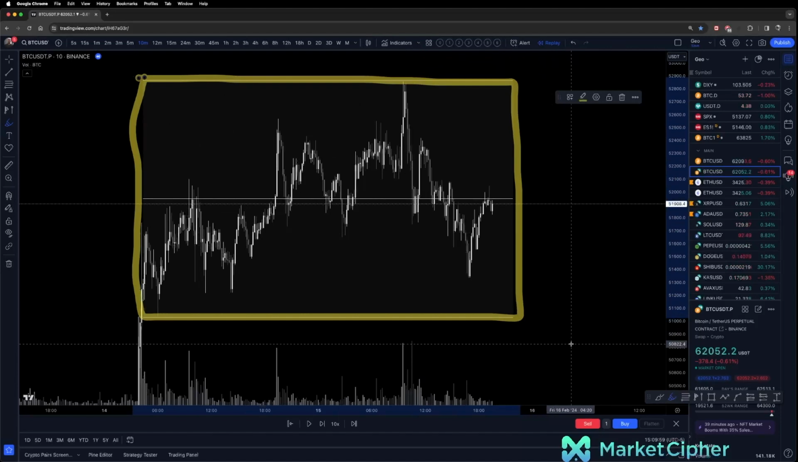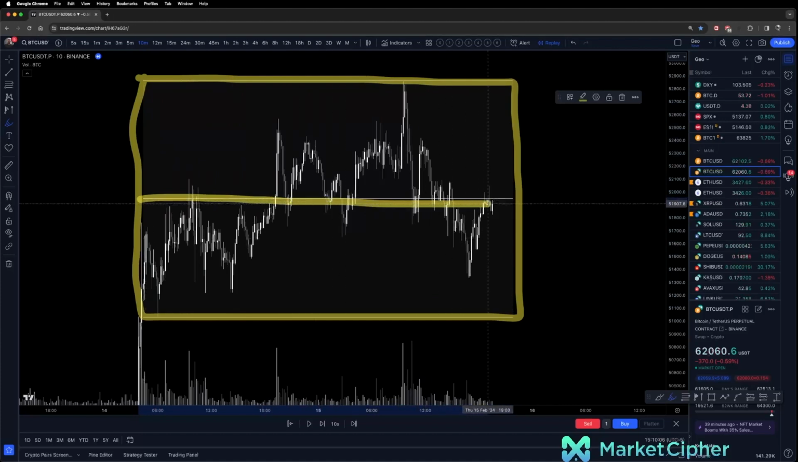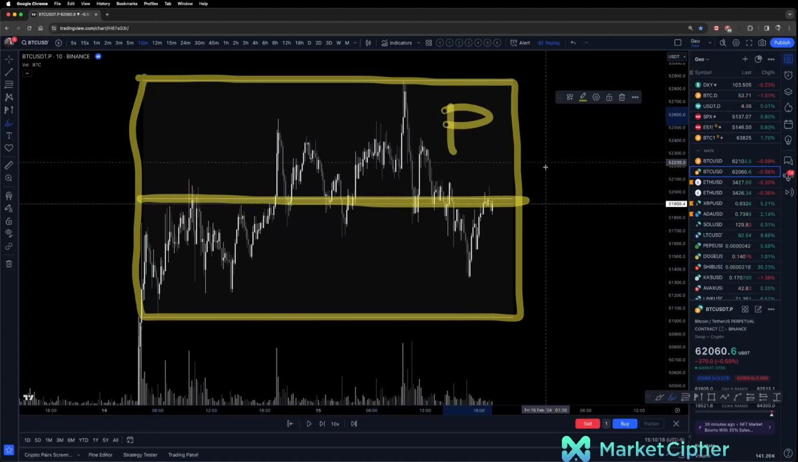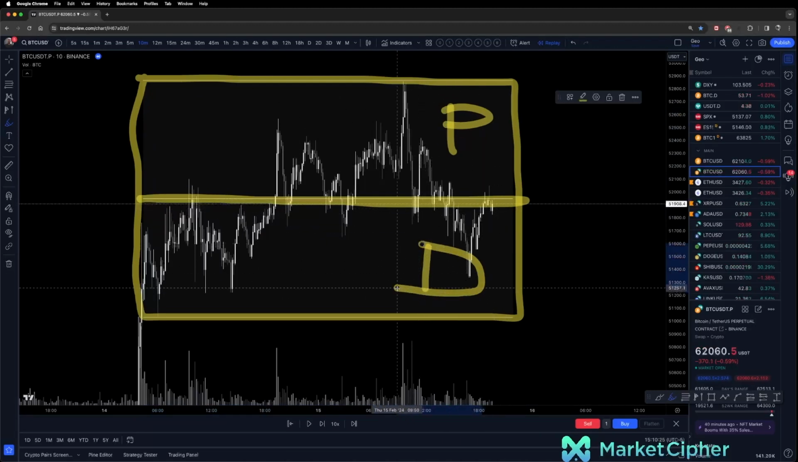We don't care about 30K. We care about 51K to 53K. And this 50% line indicates what's considered premium price versus a discounted price. Anything in the top half is considered a premium, and we should be looking to sell in premium. Anything below the 50% line is considered a discount, and we should be looking to buy in a discount.